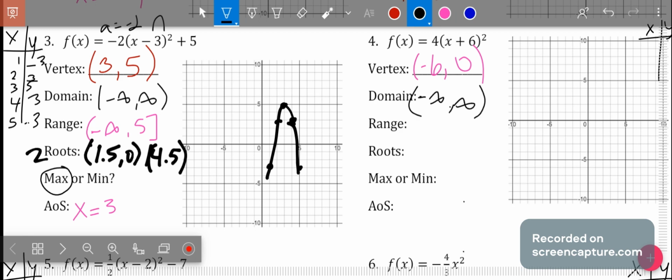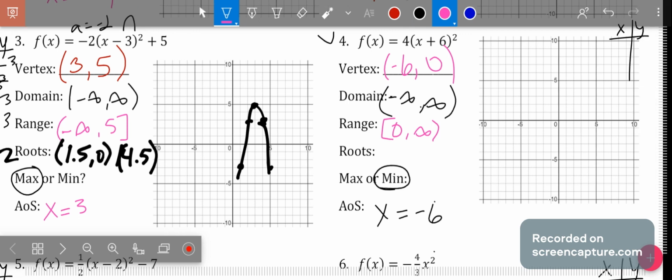We can tell the concavity based on our a value here, which is 4, meaning it's going to be concave up, and that our vertex is a minimum. Axis of symmetry is always the x value of the vertex. So because this point is a minimum, my range will start at 0 with a bracket and go up to infinity. Create our xy chart. That means -6 is going to go in the middle. We go -5, -4, and then -7, -8.